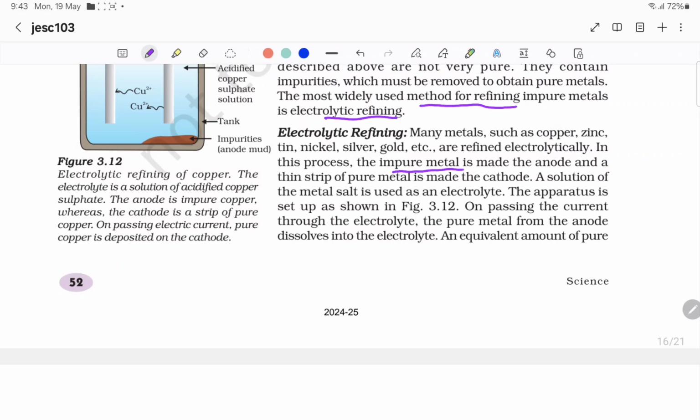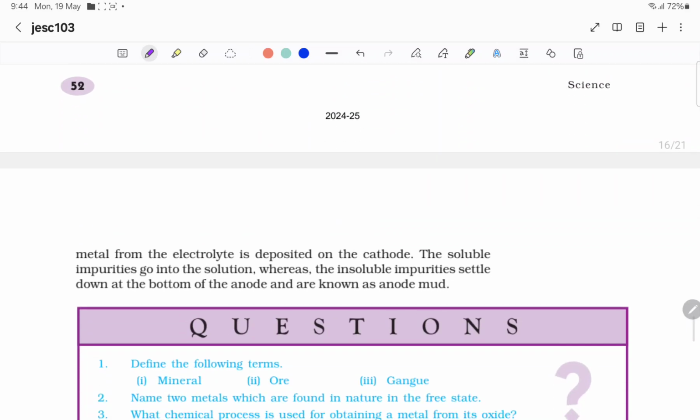In this process, the impure metal is made the anode and a thin strip of pure metal is made the cathode. The solution of metal salt is used as an electrolyte. On passing the current through the electrolyte, the pure metal from the anode dissolves into the electrolyte. An equivalent amount of pure metal from the electrolyte is deposited on the cathode. The soluble impurities go into the solution, whereas the insoluble impurities settle down at the bottom of the anode and are known as anode mud.